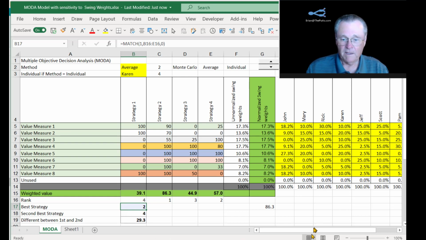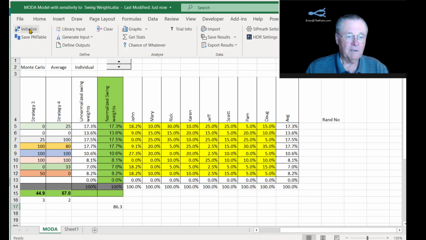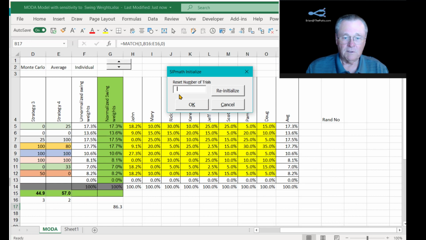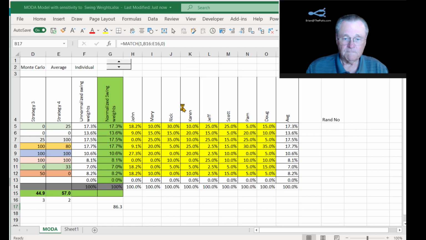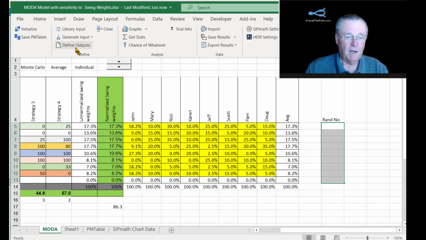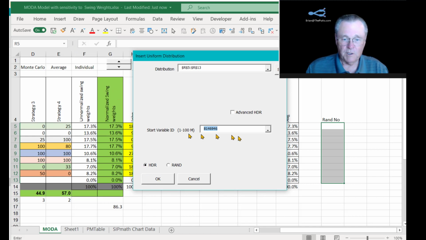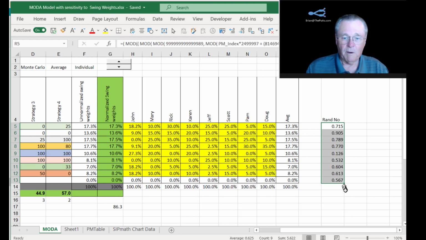All right? So, how are we going to do the sensitivity? First of all, let's make this a SIPMath model. So I'm going to come over here and go SIPMath initialize. We'll do 1,000 trials. Reset number to 1,000. And it added this PM table and the SIPMath chart data. Now let's define some uniform distributions. So we'll go SIPMath generate input uniform. We'll just use the seed that's assigned by SIPMath. So now we have some uniform numbers here.